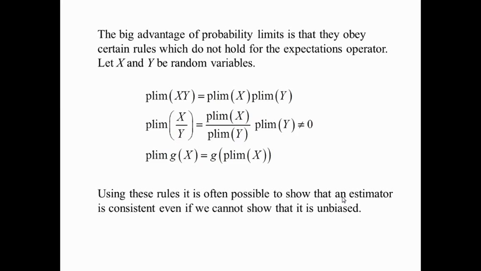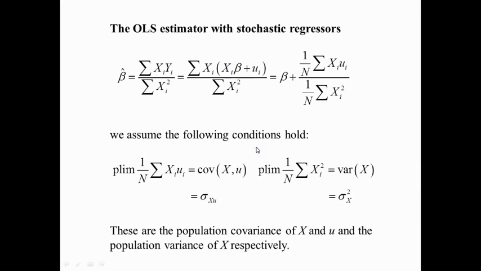None of these rules applies to the expectations operator, so we cannot do these things with expectations, but we can do them with probability limits, which means that we can evaluate probability limits in circumstances where we can't evaluate expectations. And using these rules, it's often possible to show that an estimator is consistent, even if we can't show that it's unbiased. Now let's turn to the OLS estimator.